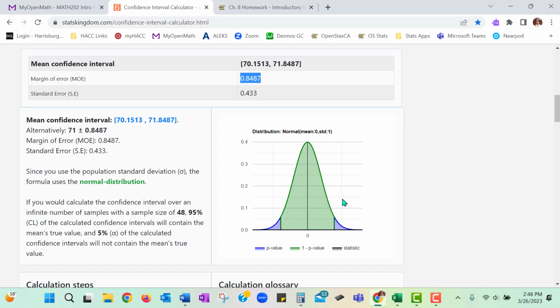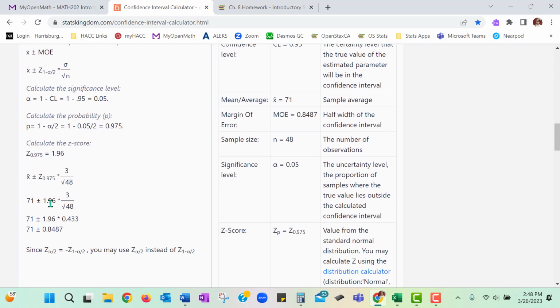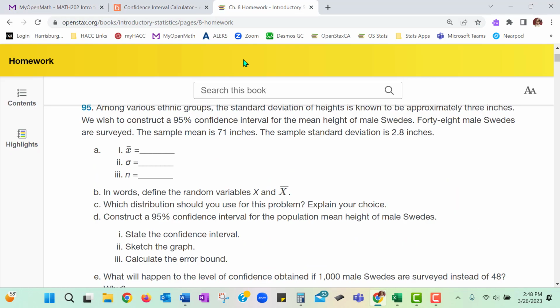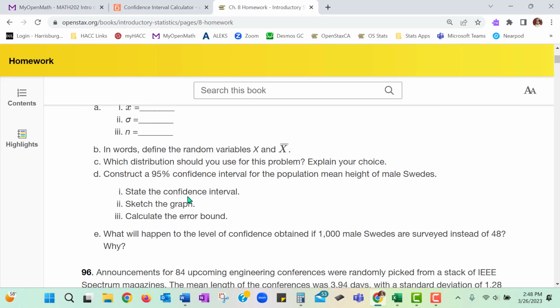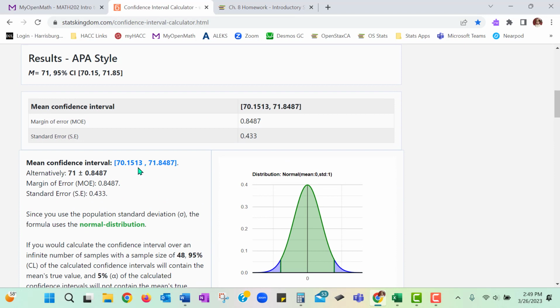So this is the normal distribution, the standard normal curve. And if we scroll down, we can see our critical value here. So 1.96 is always the critical value when you're doing a 95% confidence level with a normal distribution. So the confidence interval again was 70.1513 to 71.8487, and the margin of error was 0.8487.